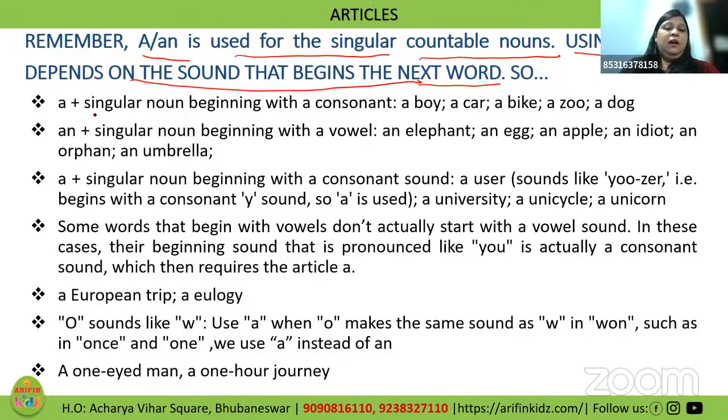So, a plus a singular noun beginning with a consonant sound. We are not reading it as the letter B, we are reading it as the sound B. We are reading it as K. We are reading it as Ba. We are reading it as Z. Okay. Zoo, Z, D.